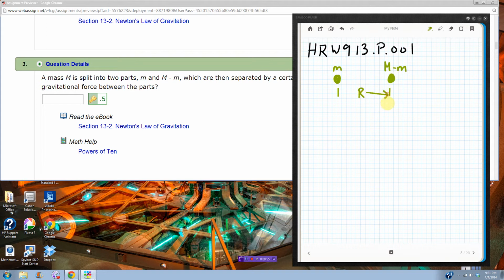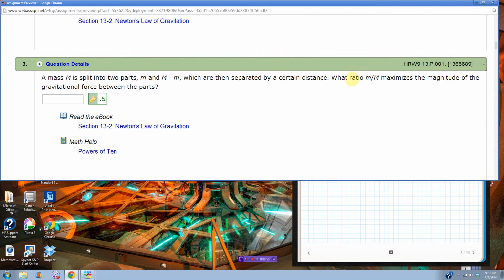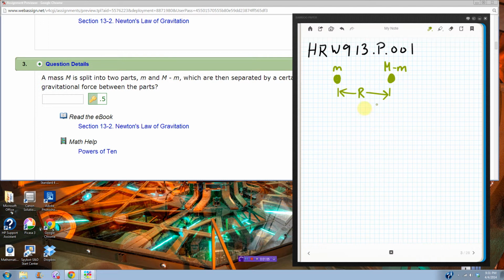Now, it says what ratio of little m to big M maximizes the magnitude of the gravitational force. We're not going to move r, so these are fixed in place. We can't change large M. Basically, the only thing we can change is little m. How much of the mass is going to be split off over here to the left, and how much is left behind depends on our quantity for little m.